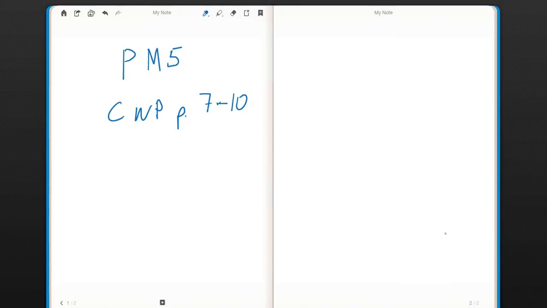This recording is for Primary Math 5 from the Challenging Word Problems book, pages 7 through 10.